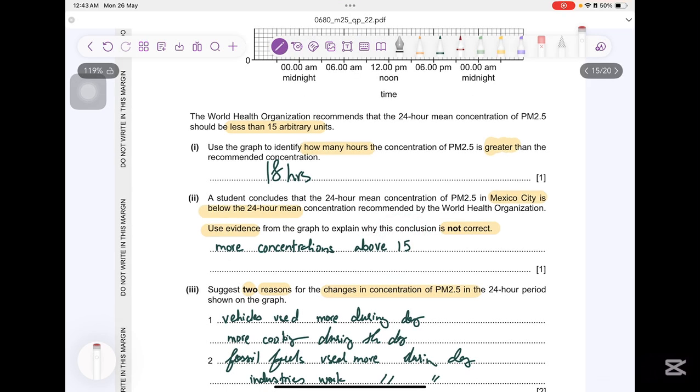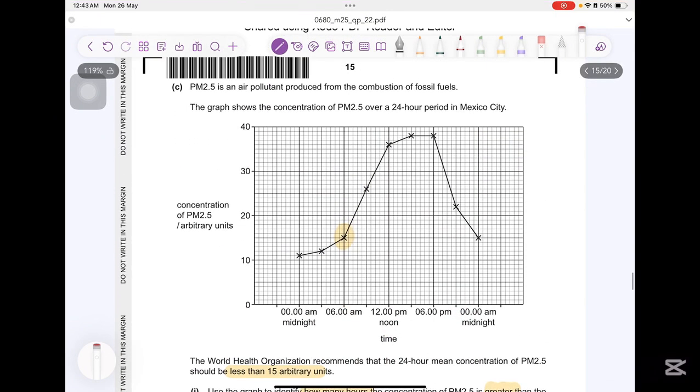Now give two reasons for the changes in the concentration of the pollutant shown in the graph. As you can see, there is an increase and then a decrease. But why does it increase during the day? You see, this is noon and this is PM, 6 p.m. So why did it increase over those hours and then decrease again as we reached the night? If you remember, this pollutant comes from fossil fuels, the burning of fossil fuels.